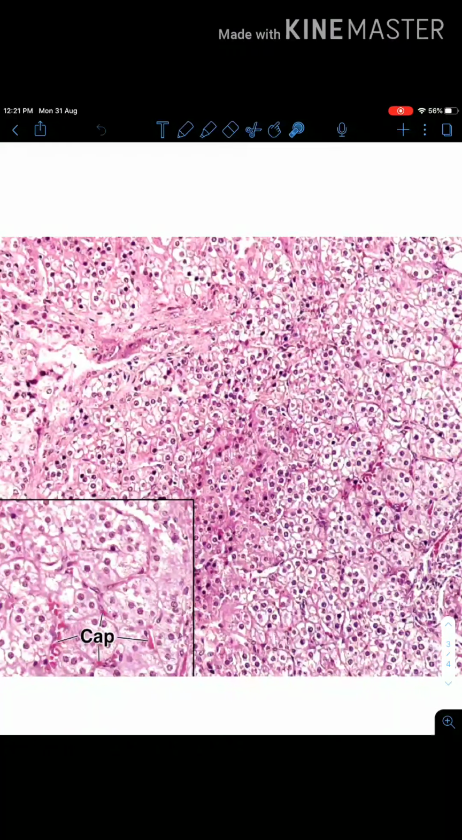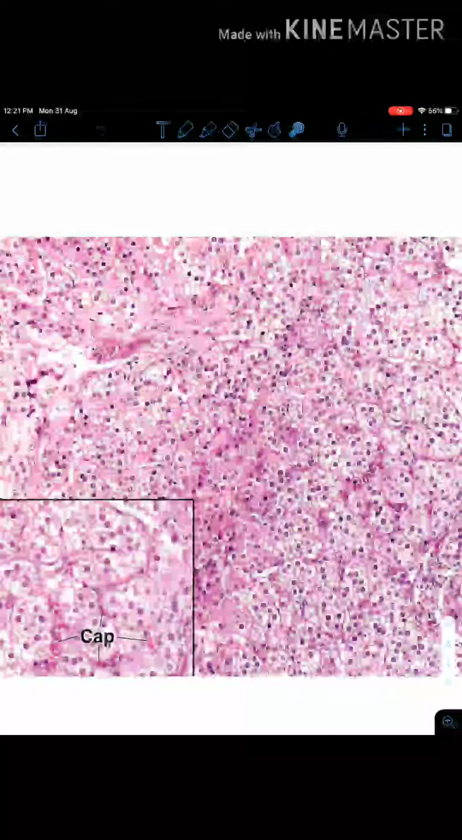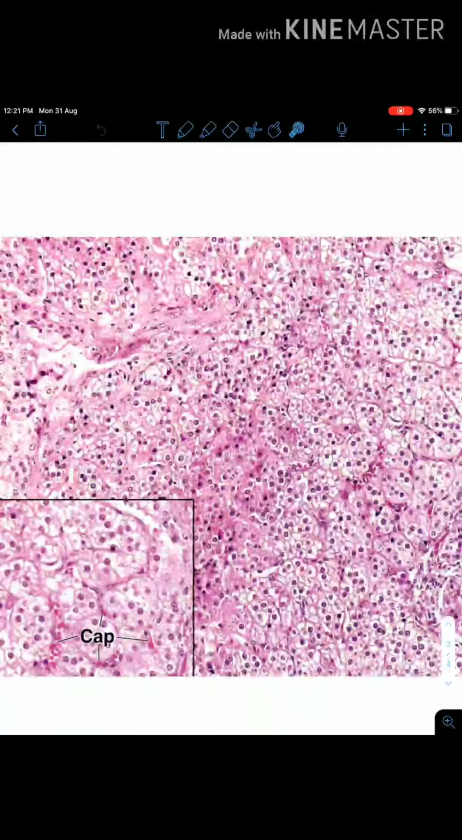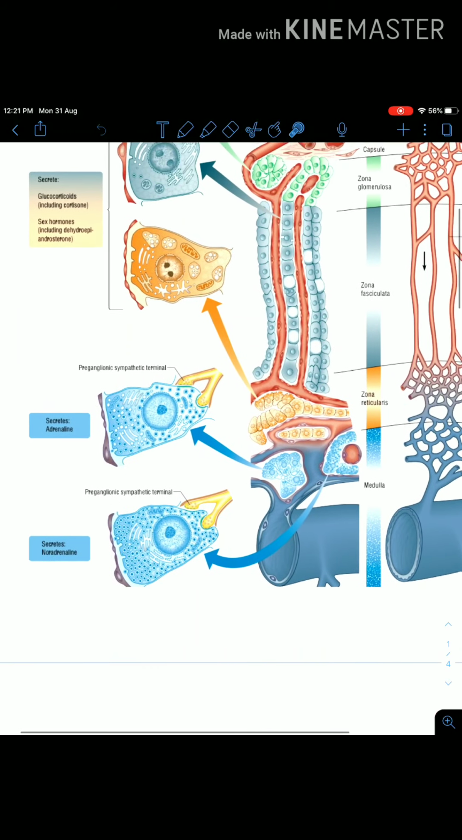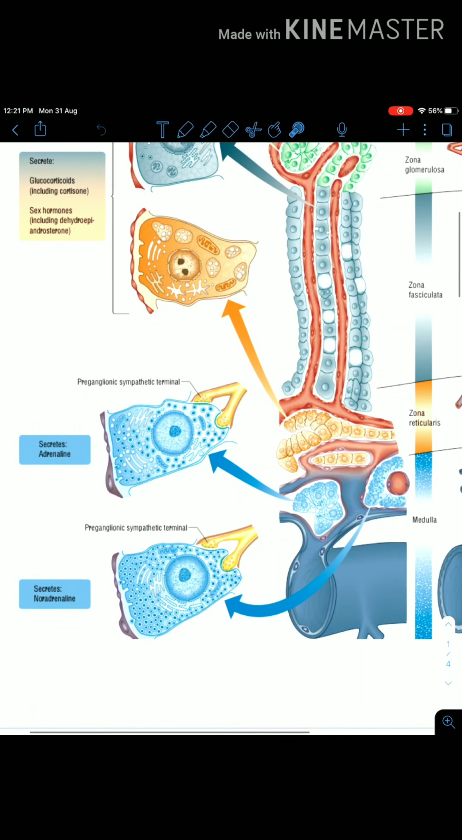The chromaffin cells are derived from the neural crest, just like the postganglionic neurons of sympathetic and parasympathetic ganglia, and therefore they can be considered as ganglion cells that lack dendrites or axons. Since these cells lack dendrites or axons, they resemble a typical endocrine cell.